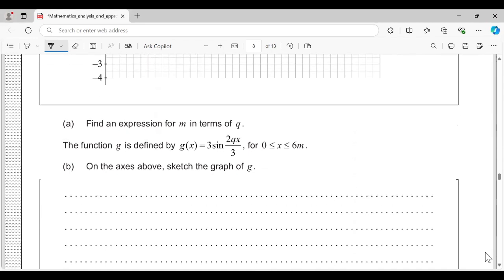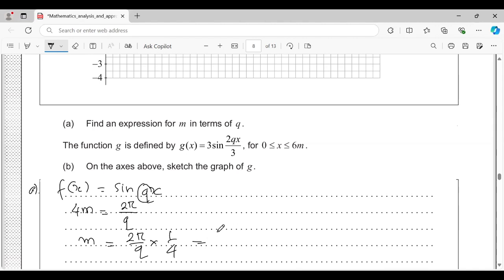Okay. In terms of q, it means f(x) equals sine qx, based on the equation. So 4m equals 2 pi over q. Yeah, 1 or 2 pi over q. So it means m, if m is the subject, it will be 2 pi over q multiplied by 1 over 4.